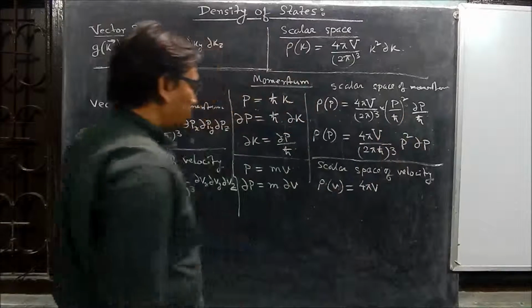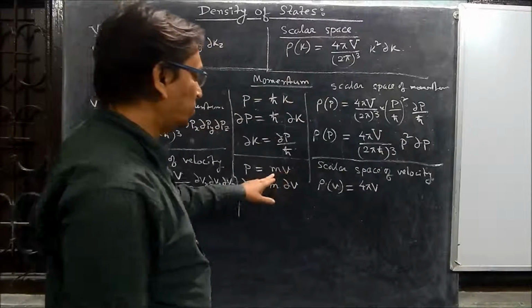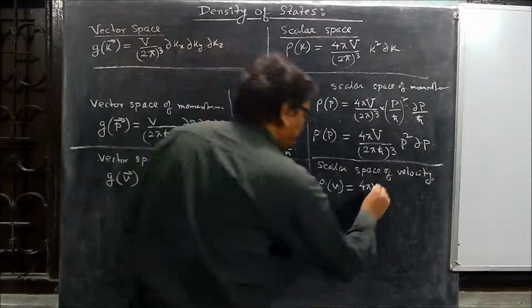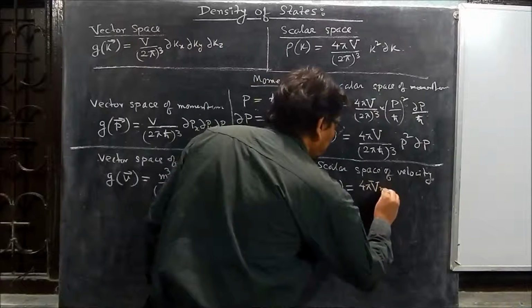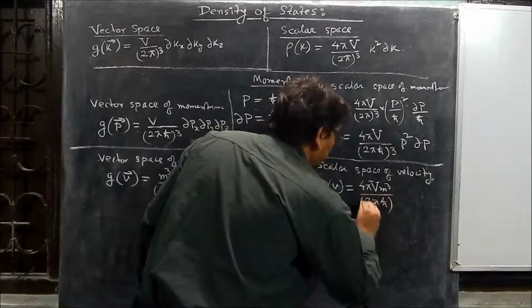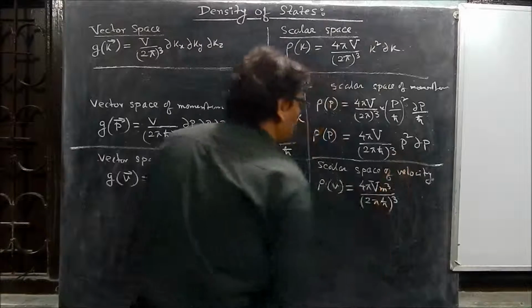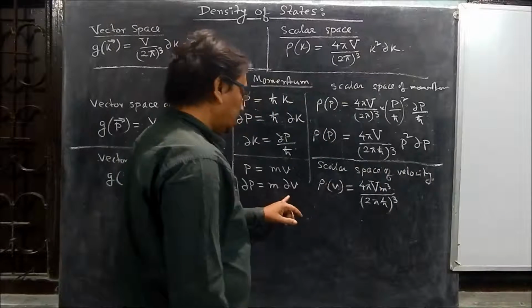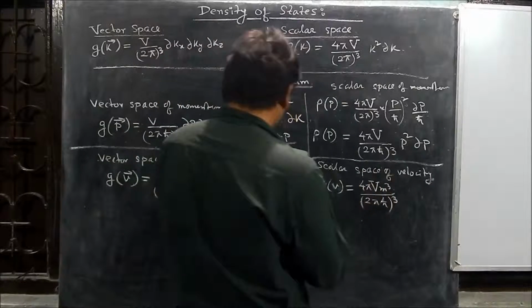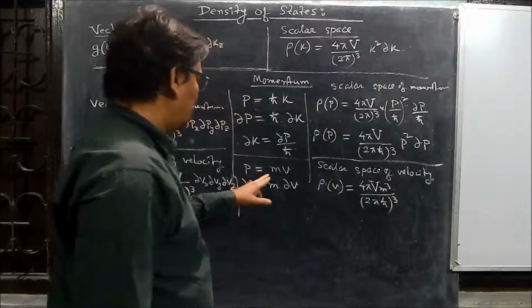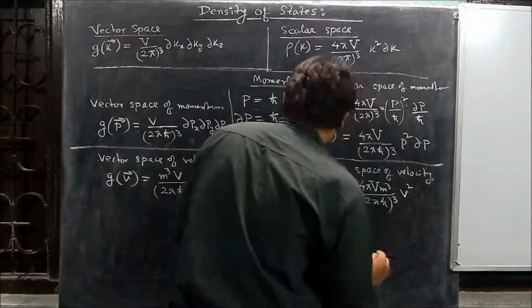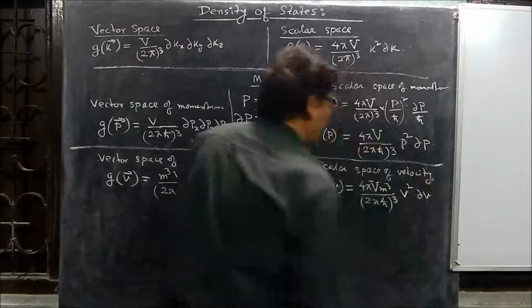Again this is p square. So p square, the value will be m square v square. So m square, and for one del p you will get one m, so this will be m cube. So this volume into m cube by 2 pi h bar whole cube, and this is p square. So here m square is already taken down here, so this will be only m square, this will be v square, and this will be del v.